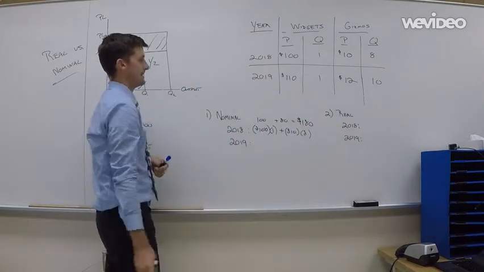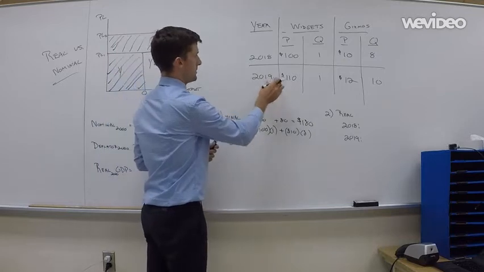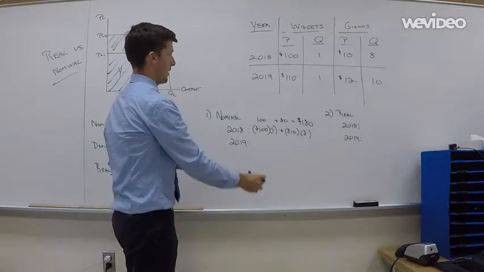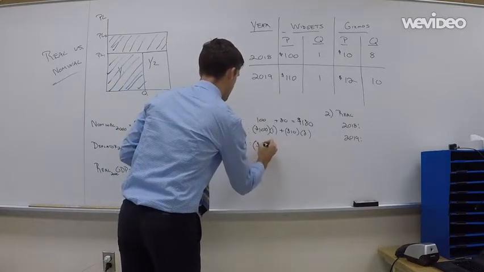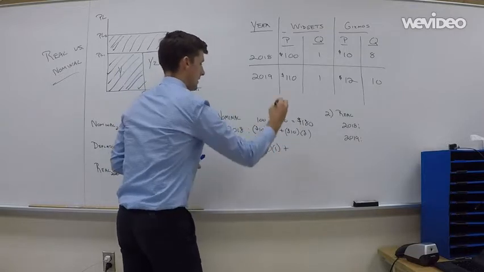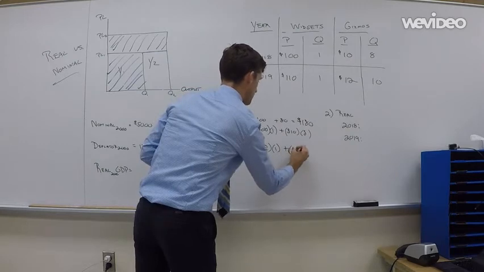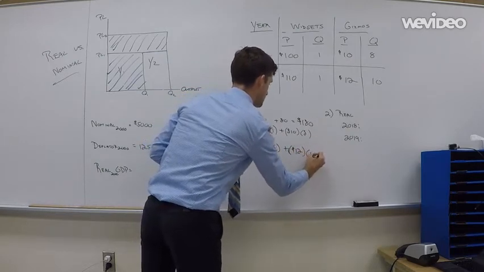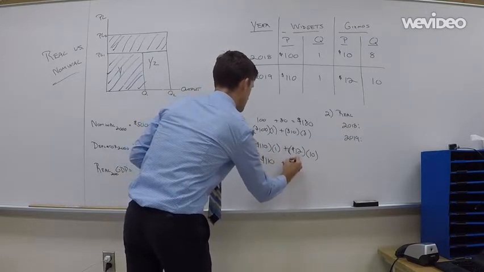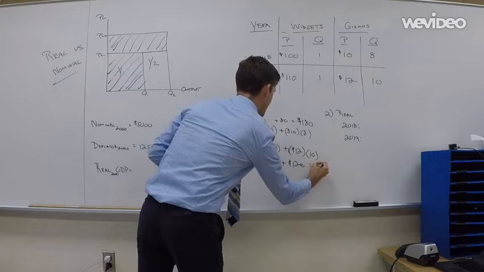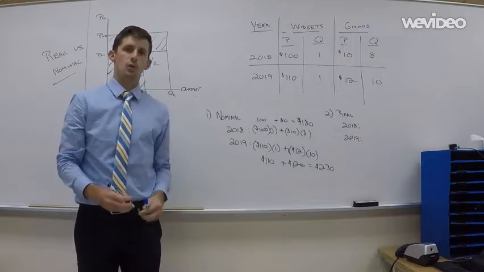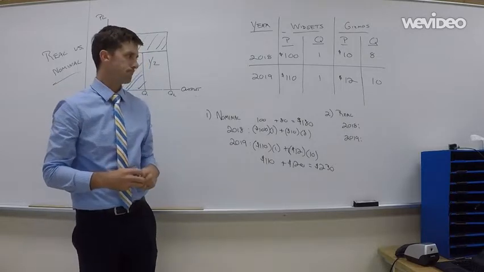Right, for 2019 nominal GDP, we take the prices and the quantities of that year, right? So 110 is now the price. We still just sold one, right? Plus $12 is the price, times now selling 10, right? So let's see, 110 plus 120. We find out that our nominal GDP for 2019 is $230, right? And that's all well and good.